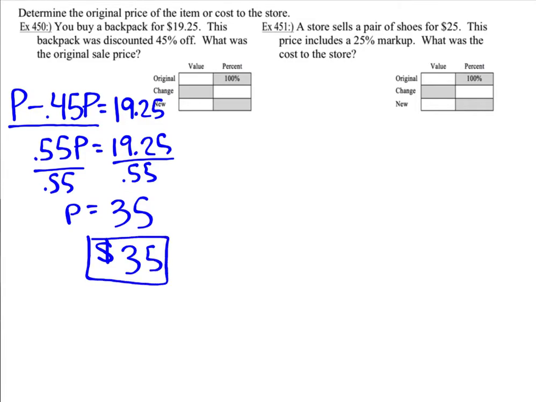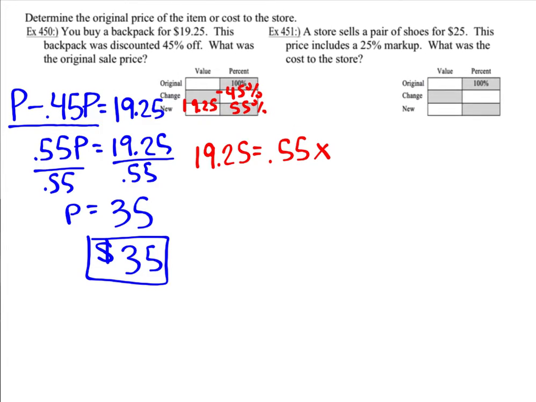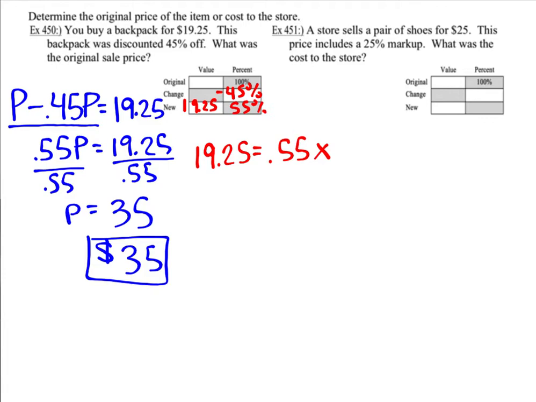Let's look at how you would use the ratio table for this. The original value we don't know. It was 45% off, and it came down to a price of $19.25. Now on this one, $19.25 is the new amount, and it is 55% of the original, let's call it X. All right, divide by 0.55, and you get the same answer here, 35. It is $35.